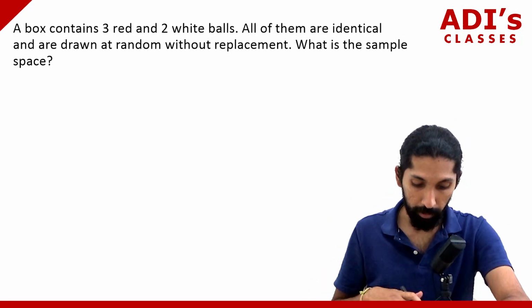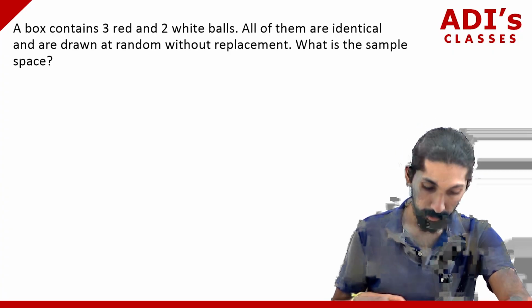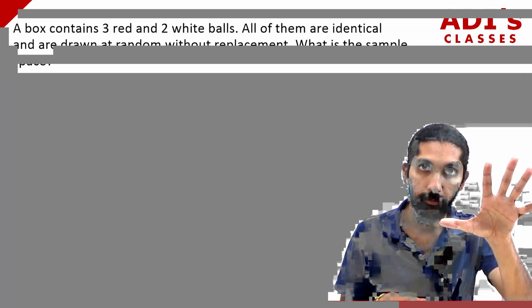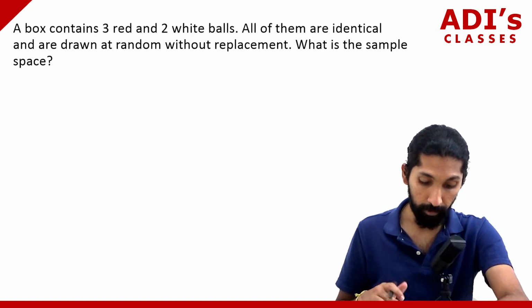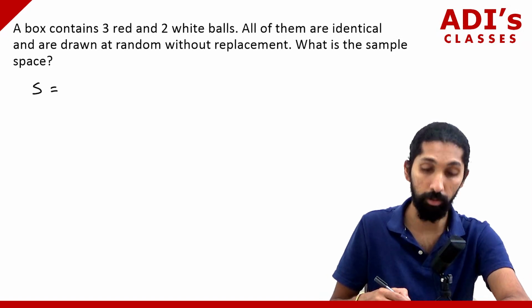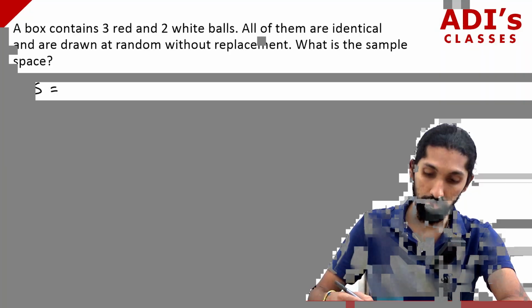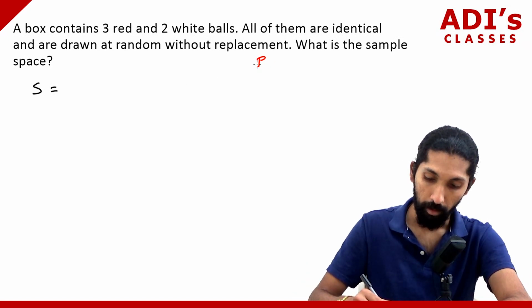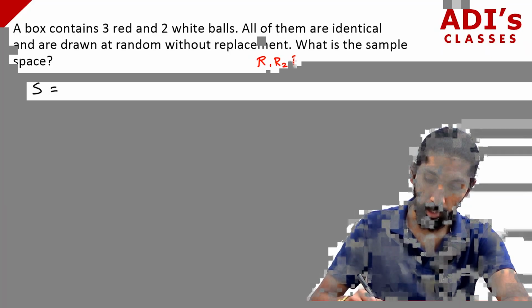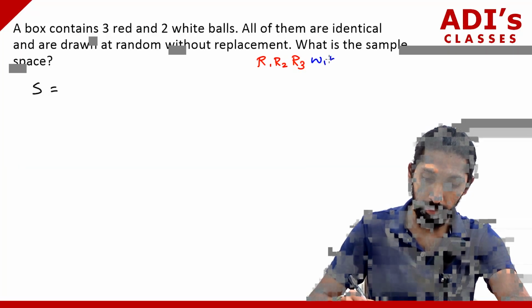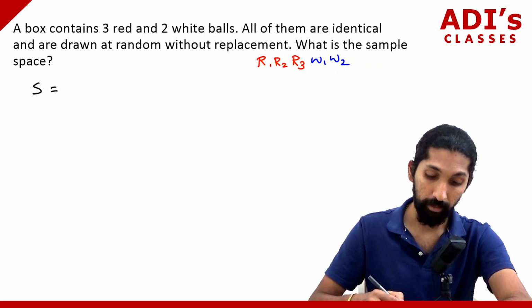Fine. Here there are 3 red and there are 2 white, correct? In total we have 5. So out of 5, the sample space S is equal to, see there are 3 red, no? So we'll call them R1, R2, R3. These are the 3 red, and W1 and W2. White, there are 2 of them.